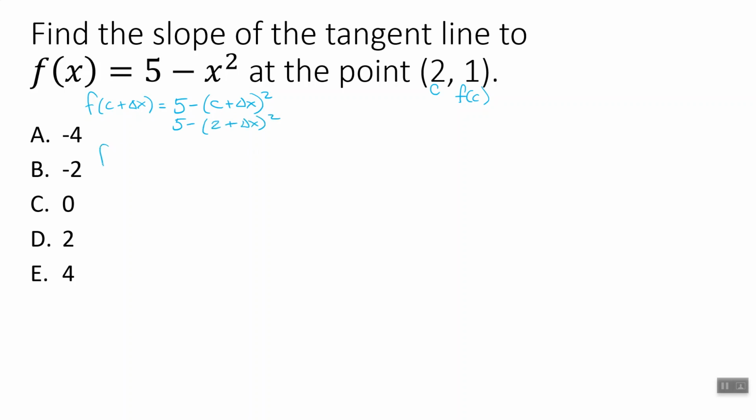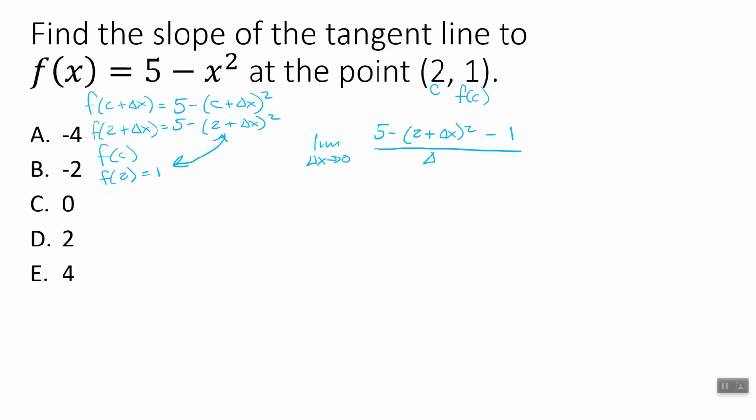And then we're going to subtract f of C. And again, our C is 2. So f of 2 gives us, if we just plug in 2 here, it's 5 minus 4, gives us 1, which we knew from the point here. And this is f of 2 plus delta x. All right, so now we want to subtract between these two. And we want to take the limit as delta x goes to 0. So we've got 5 minus 2 plus delta x squared minus 1 all over our change in x, which is delta x. And then we take the limit as delta x goes to 0.